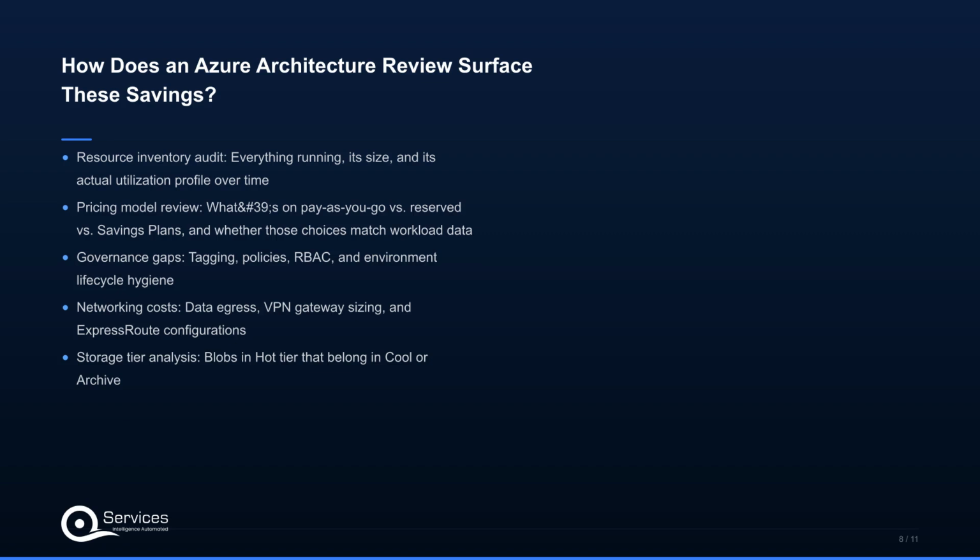An Azure security assessment runs alongside the cost review. Cost and security are not separate work streams. Misconfigured networking, such as storage accounts left publicly accessible, creates both security risk and hidden egress costs. Fixing the security issue fixes the cost leak at the same time.